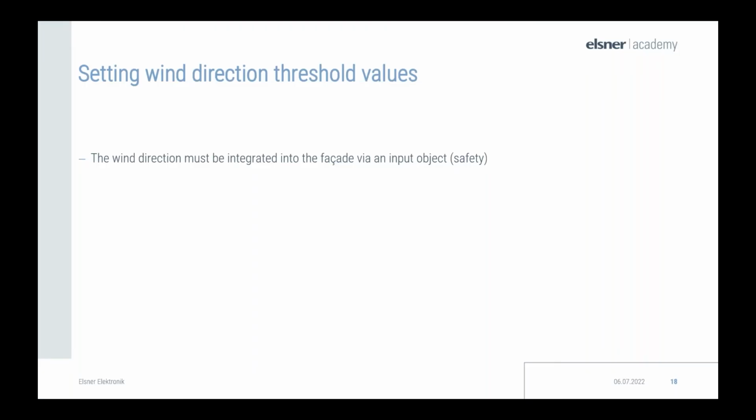Firstly, the wind direction must be integrated into the facade via an input object, which is the safety object. The setting of the wind direction limit is not integrated in the facade and must therefore be parameterized separately. If the wind direction is to be integrated in the facade automation, this is done via an input object, the safety object. Here, the wind direction threshold value is applied. The output object 1-bit is linked to the input object safety. So this is the first general information, very important for the ETS screenshots that we'll have a look at in the next couple of minutes.